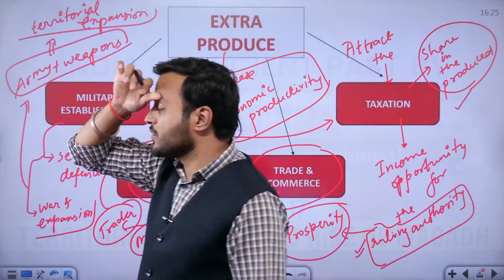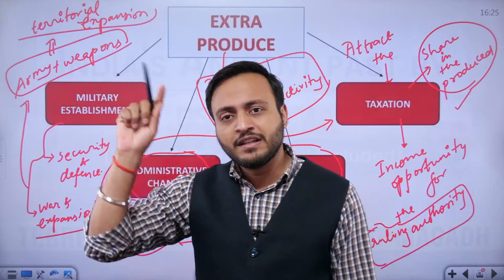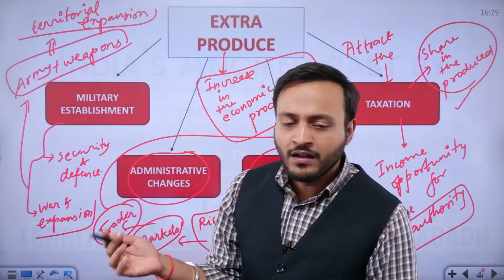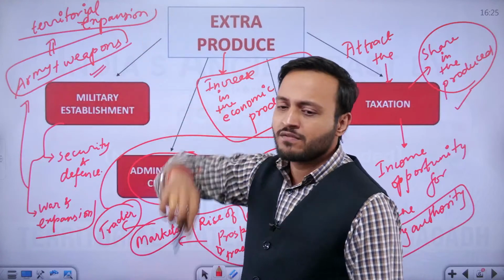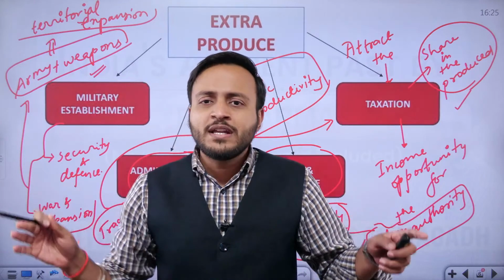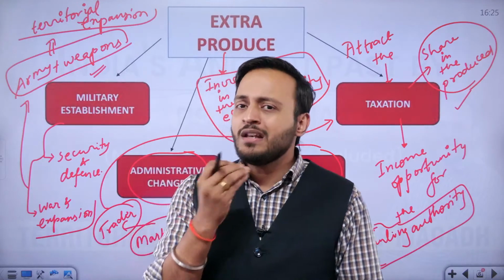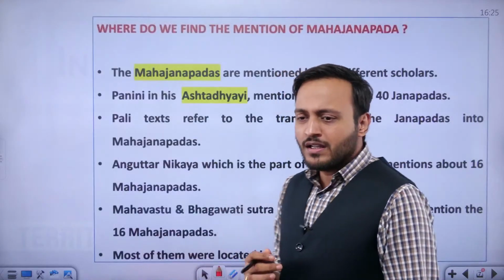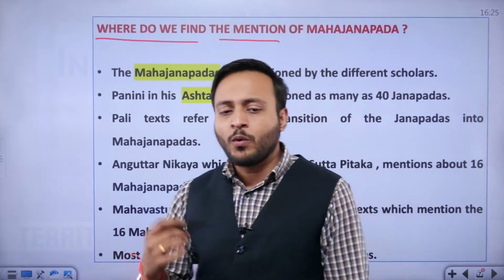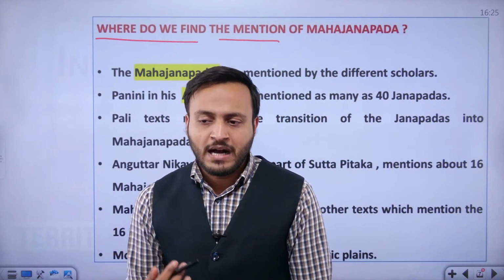Got it, everybody? So this is how the simple extra produce due to the simple use of iron tools in agriculture will lead to the expansion of the territories, which means that in this era the larger territorial formations will take place of the small territories. Now coming to the next point, I hope that all of you understood what exactly was the origin of the Mahajanpadas.